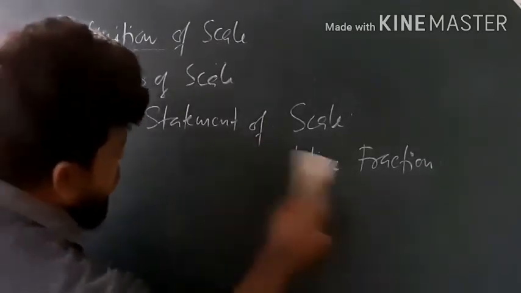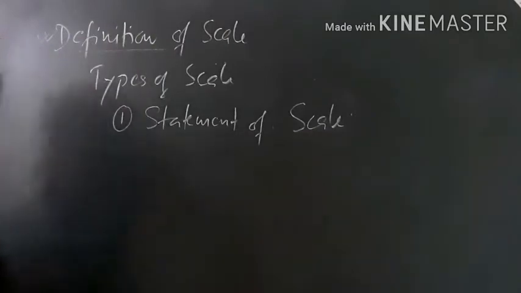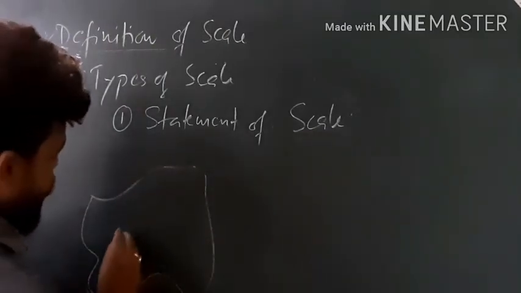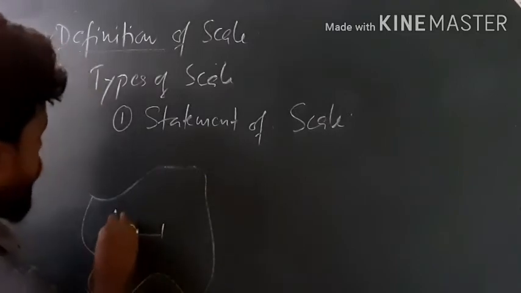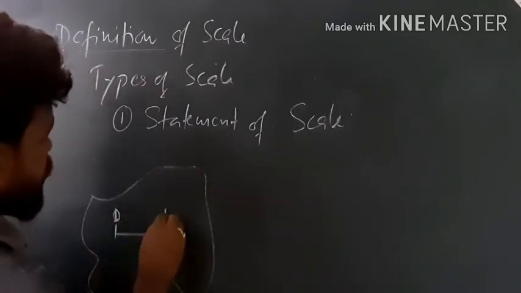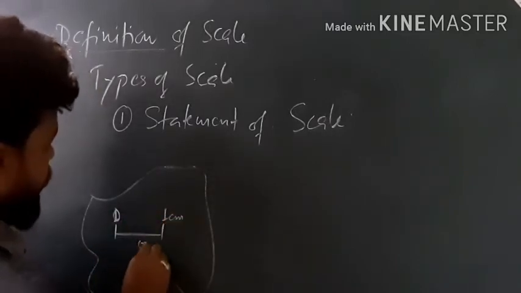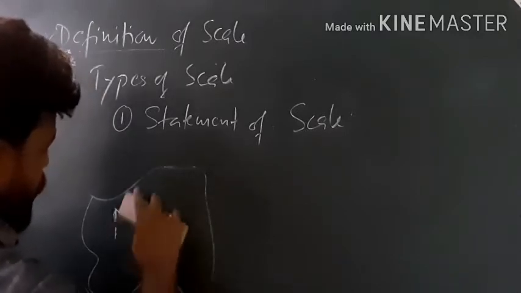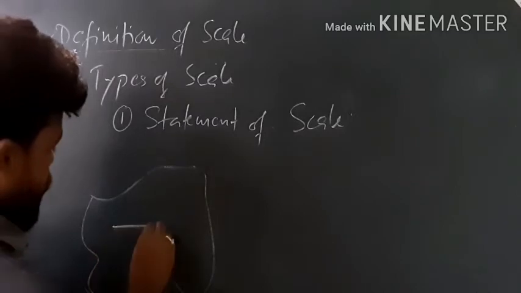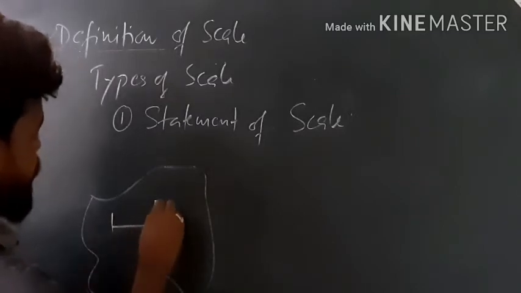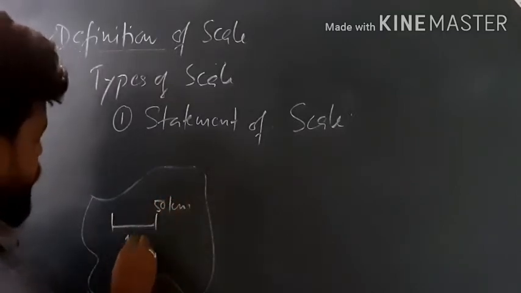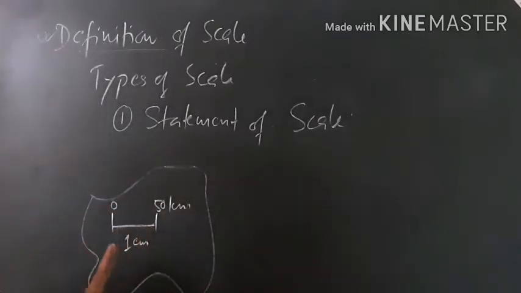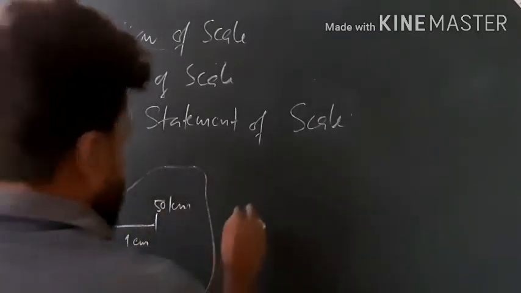The statement of the scale is very simple, because I have already shown you. This is the map I have already shown you. 1 centimeter is equal to 50 kilometer. Sorry, I am putting this wrong. It should be like this: 1 centimeter is 50 kilometer, and this distance is 1 centimeter, because this is the reduced scale. So this is the statement of the scale. The statement of the scale is simple.